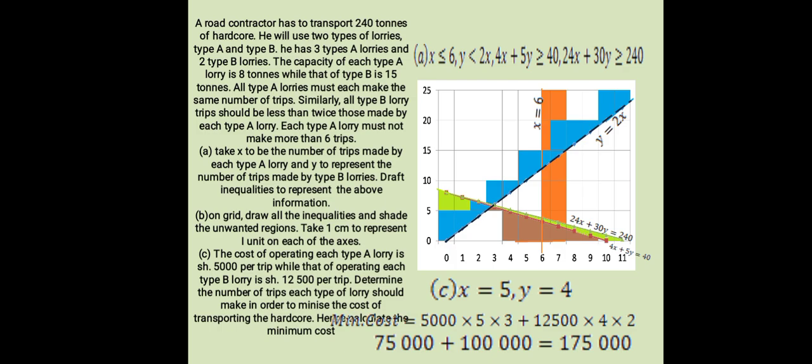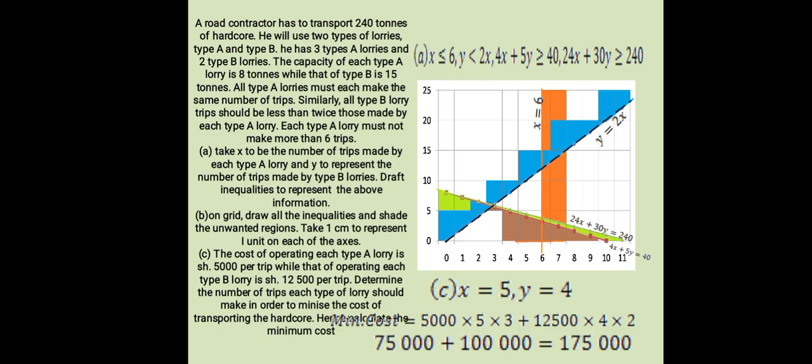A road contractor has to transport 240 tons of hardcore. He will use two types of lorries, type A and type B. He has 3 type A lorries and 2 type B lorries. The capacity of each type A lorry is 8 tons, while that of type B is 15 tons. All type A lorries must each make the same number of trips. Similarly, all type B lorries' trips should be less than twice those made by each type A lorry. Each type A lorry must not make more than 6 trips.